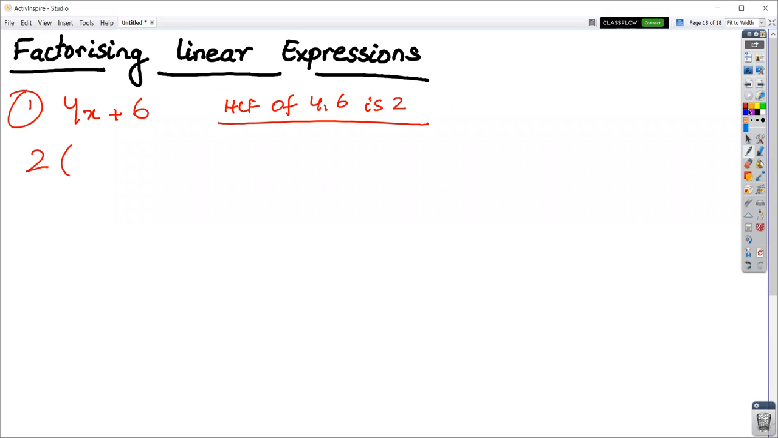You open the bracket and now you see how many 2s make 4, which is 2. So you write down 2x plus, how many 2s make 6, which is 3. So this is the factorized form of 4x plus 6.